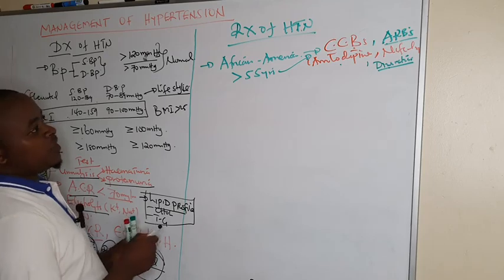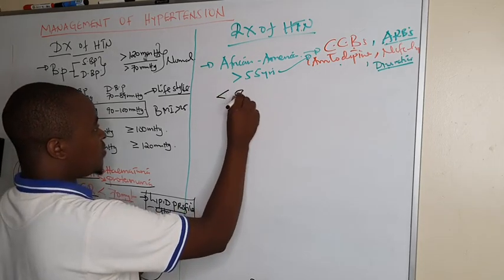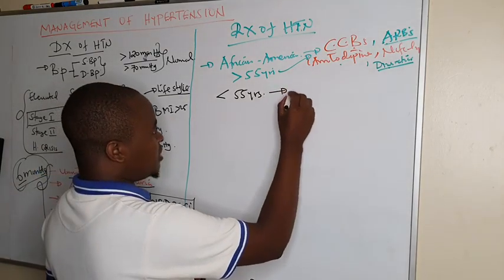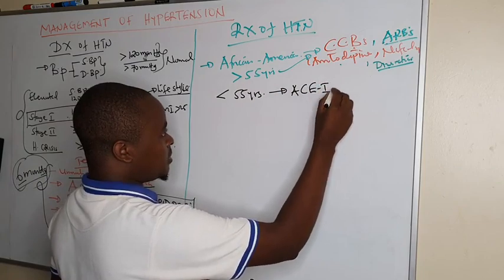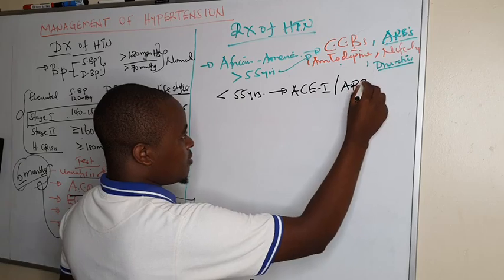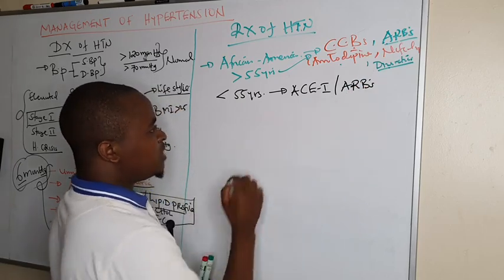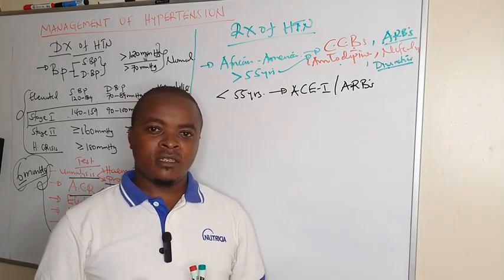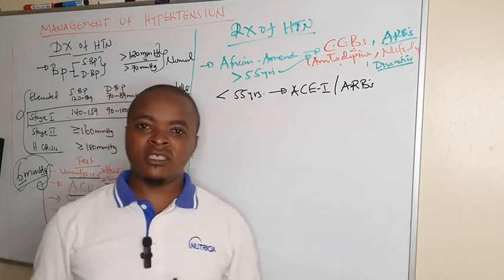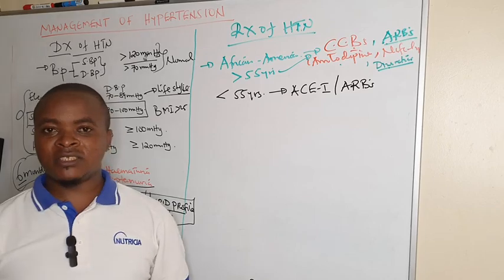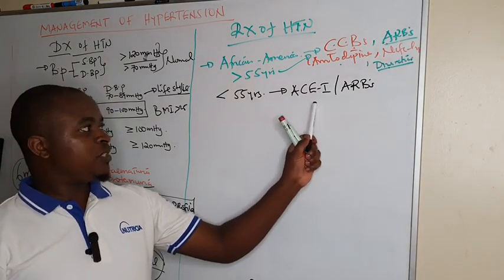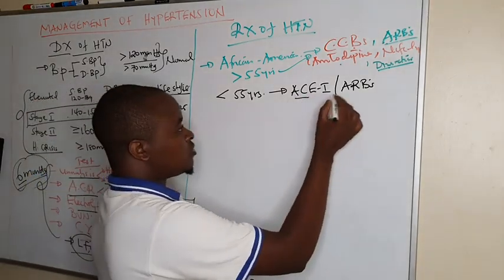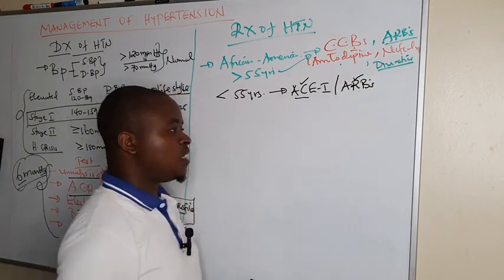Then if you get patients who are below 55 years and have no comorbidities, the first line treatment is ACE inhibitors, or you can give ARBs. But I want you to note that you should never give ACEs and ARBs in combination. You must note that as a doctor, or as a patient, in case by mistake the doctor has given you drugs like enalapril or captopril together with losartan or candesartan. It is not allowed to take them in combination. So you either take ACE inhibitors or you take ARBs, but not both.